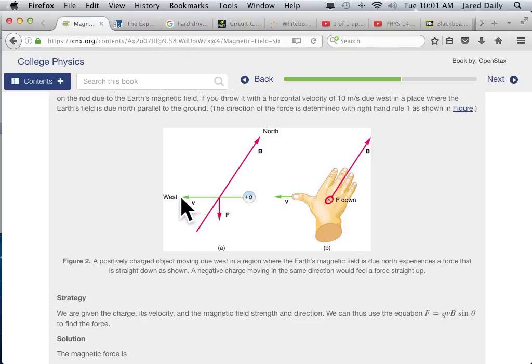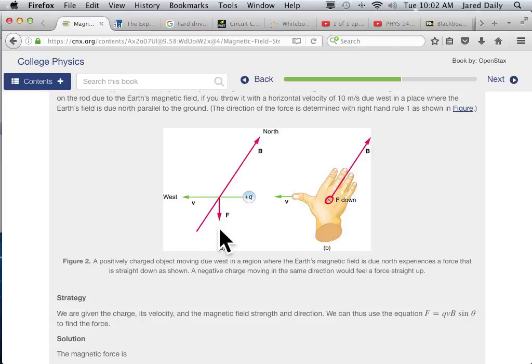So as this charge is moving west and it's going through this magnetic field, it's going to change direction. Which direction is it going to end up going after it goes through this field? Which direction is the force it feels? It's already going west. What is the direction the force is pointing? Down. Right? Because that's the right-hand rule.